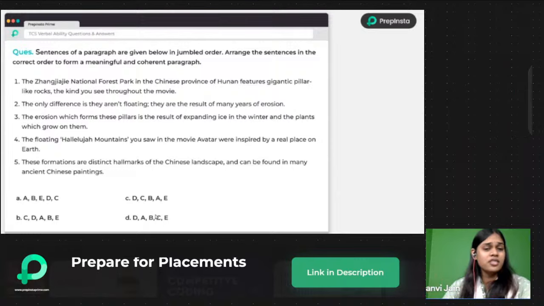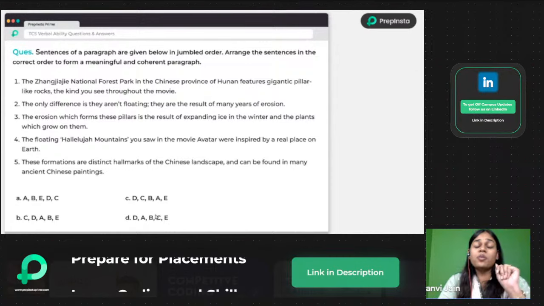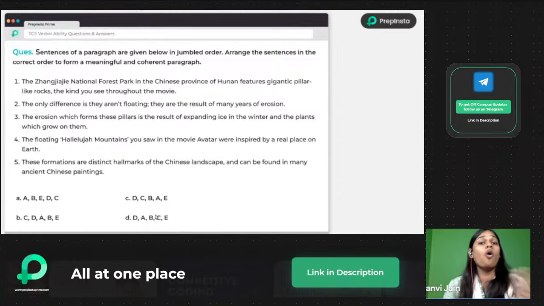This is your practice session. You're practicing along with us, and it's completely fine even if you go wrong. Just try to track yourself, track your progress, score yourself. This was the second question, so I would want to see the scores out of two, let's say 1 out of 2 or 2 out of 2 or 0 out of 2 can also be an option.